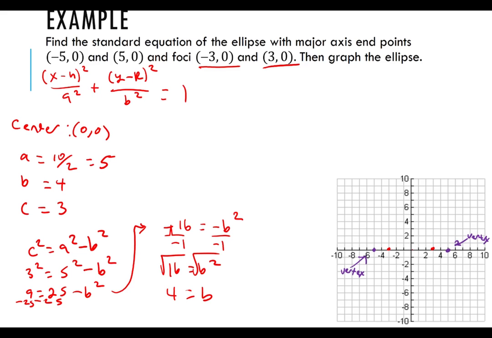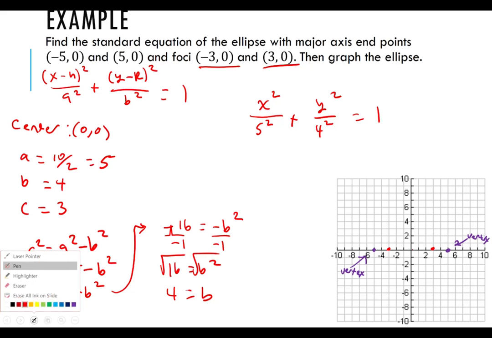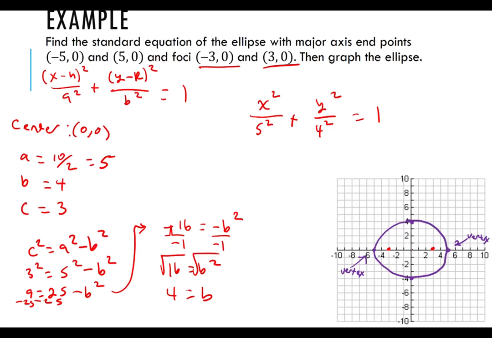Now I claim that we can finish this out. That's going to be (x minus 0) squared over a squared, that's 5 squared, plus y squared over b squared, that's 4 squared, is all equal to 1. If you wanted to square those values and type that in as x squared over 25 plus y squared over 16, that would be perfectly fine. At this point, we can finish graphing this because we know that the co-vertices are going to be a distance of 4 above the center and a distance of 4 below the center. And so my ellipse looks about like that.